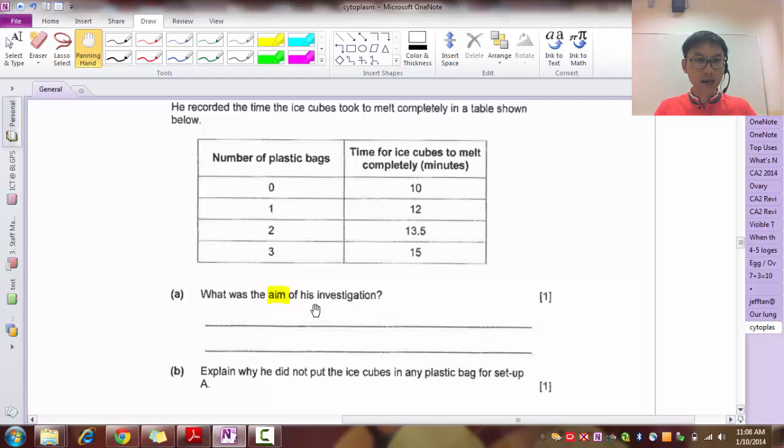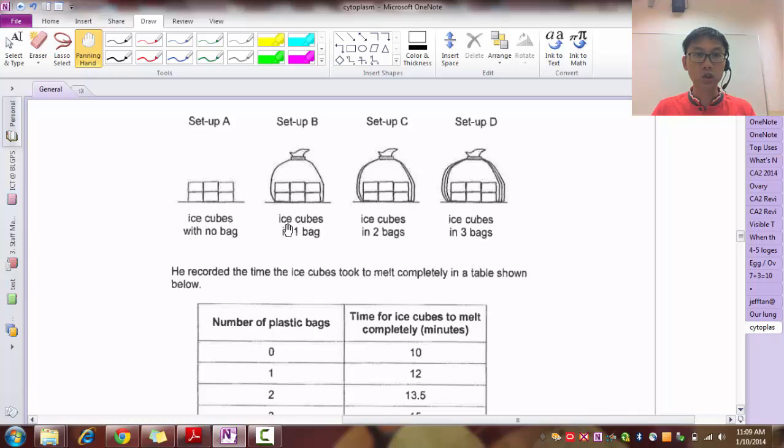Now remember, aim is always linked to variable. I'm just going to write this down: aim is always linked with variable. The aim of the experiment will determine the variable that changes. This is always true. So let's look at what variable has changed.